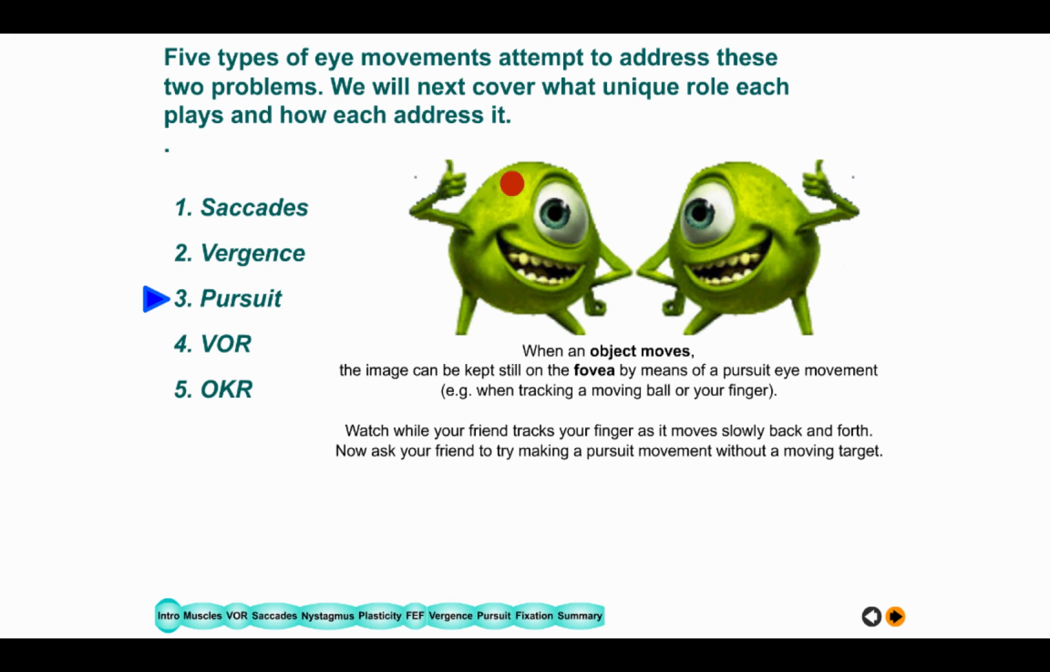What did you see when you tried moving it slowly, or moving your eyes without a moving finger, I should say? Can someone tell me what happened without a moving finger? It was a bunch of saccades instead. That's correct. Without practice, you can't make a pursuit movement without something to follow, like a ball across the sky or a plane. You need a target.